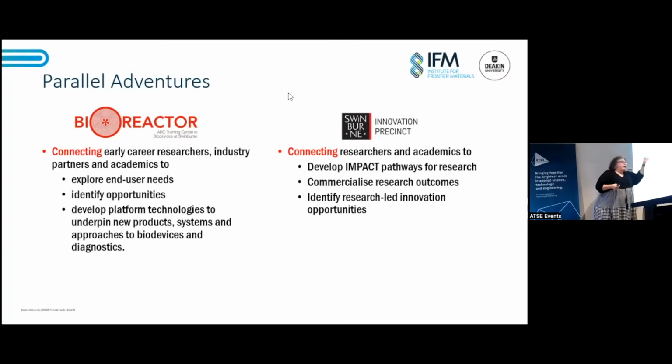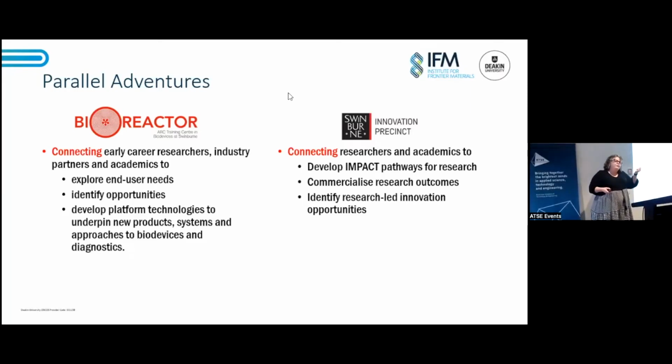At the same time, I was asked to head up the innovation precinct at Swinburne. And two of the gentlemen in the front row here, I should say, Board Director Alexander stepped in to chair the board for the bioreactor, and Matthew was my boss as we tried to get the innovation precinct off the ground.